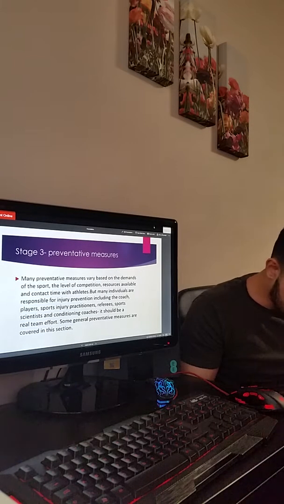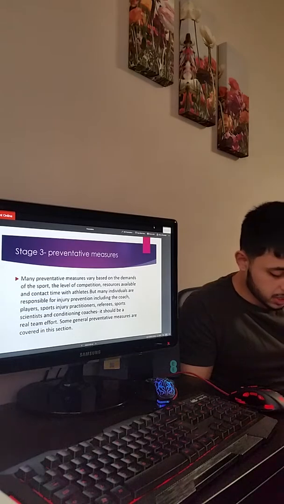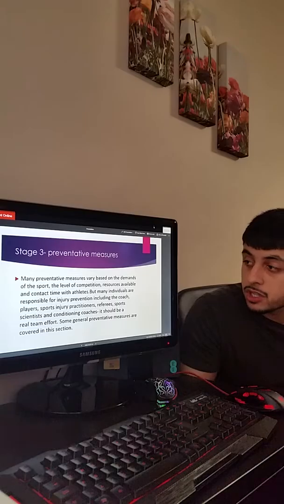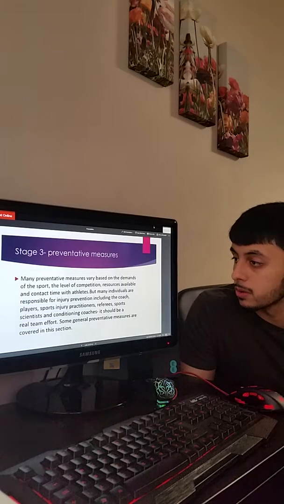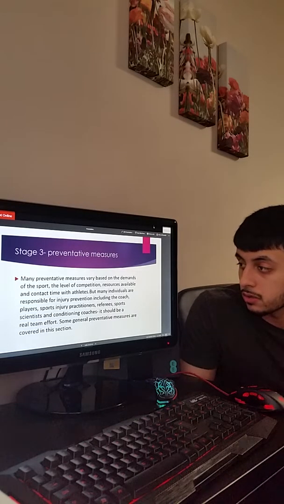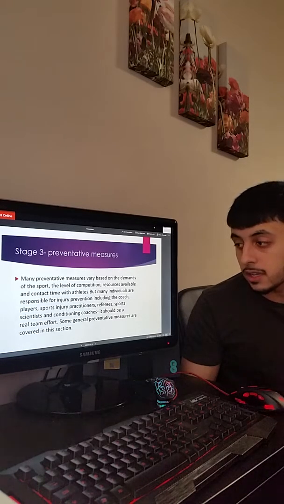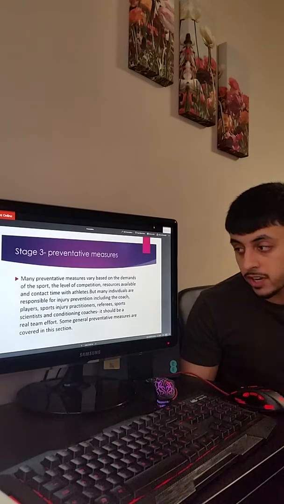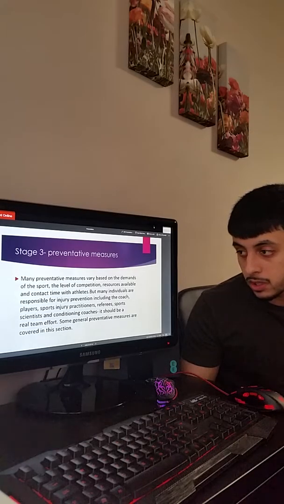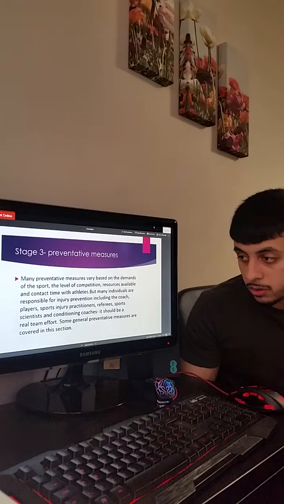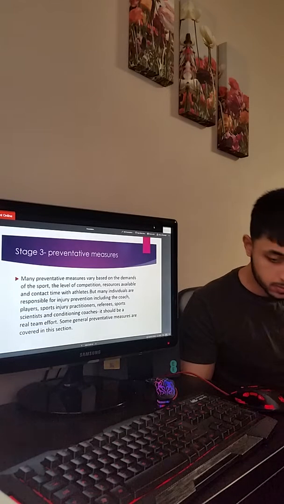The next stage of the Van Mechelen model, which is stage 3, is the preventative measures. Many preventative measures vary based on the demands of the sport, the level of competition, the resources available, and contact time with the athletes. But many individuals are responsible for injury prevention, including the coach, players, sports injury practitioners, referees, sports scientists, and conditioning coaches. It should be a real team effort. Some general preventative measures are covered within this section.